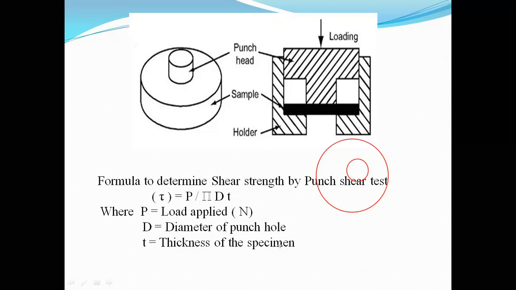What is D now? P is the applied load in newtons. D is the diameter of the punch hole, that is what the capital D is. T is nothing but the thickness of the specimen.